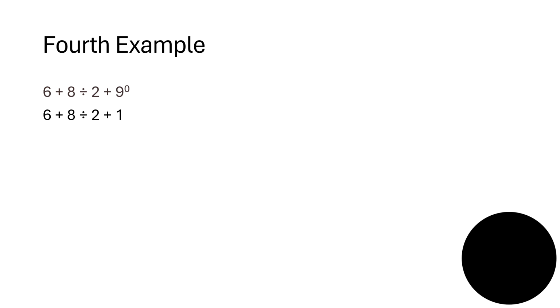We don't have any more exponents, so we go to the multiply and divide precedence, where we see a divide. So we'll divide the 8 by 2. 8 divided by 2 is 4. Now what we have left is add. So we have 6 plus 4 plus 1, and that is 11.